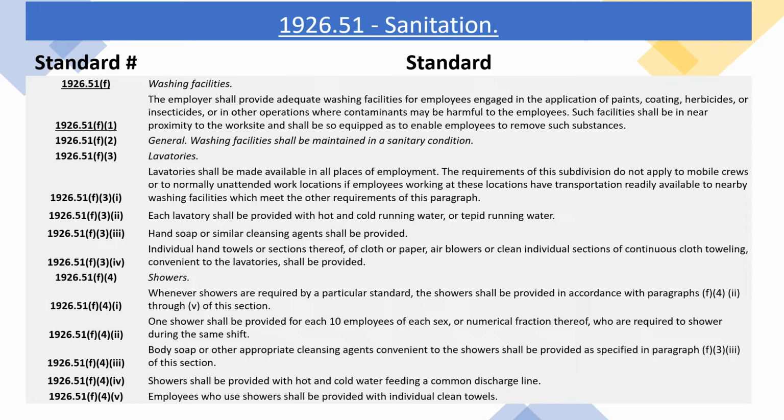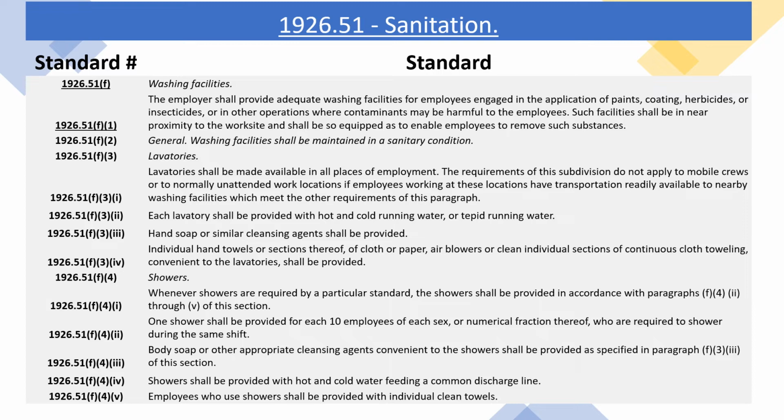1926.51(f)(2) General. Washing facilities shall be maintained in a sanitary condition. 1926.51(f)(3) Lavatories. 1926.51(f)(3)(i) Lavatories shall be made available in all places of employment. The requirements of this subdivision do not apply to mobile crews or to normally unattended work locations if employees working at these locations have transportation readily available to nearby washing facilities which meet the other requirements of this paragraph.